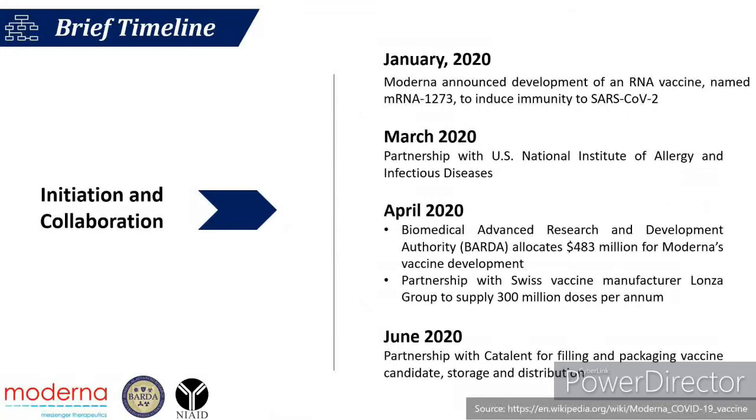In January 2020, Moderna announced development of an RNA vaccine named mRNA-1273 to induce immunity to SARS-CoV-2. Along the way, they partnered up with NIAID in March 2020, BARDA and Lonza Group in April 2020, and Catalent in June 2020.